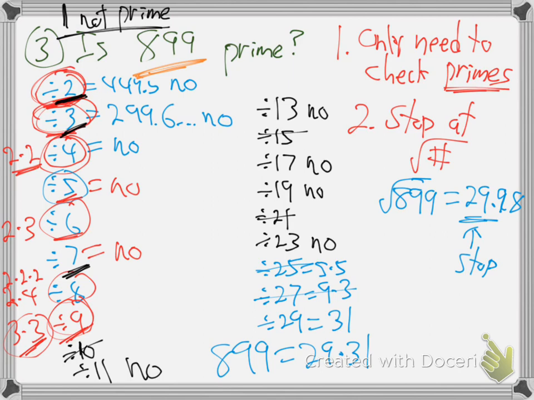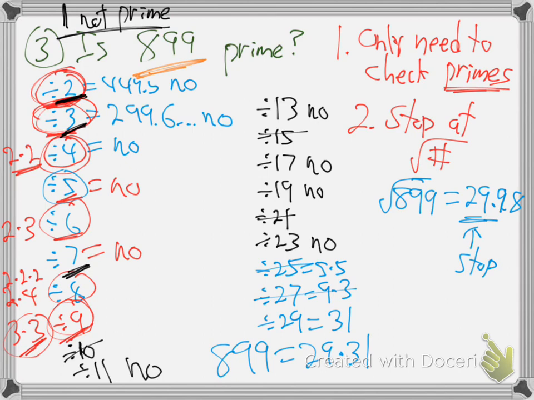But if that was the last one we needed to check, if 29 had been no, then I wouldn't have needed to check anything all the rest of the way to 899, because they're all repeats after that, after the square root of the number. See the power of that observation? So that one's a no-go.